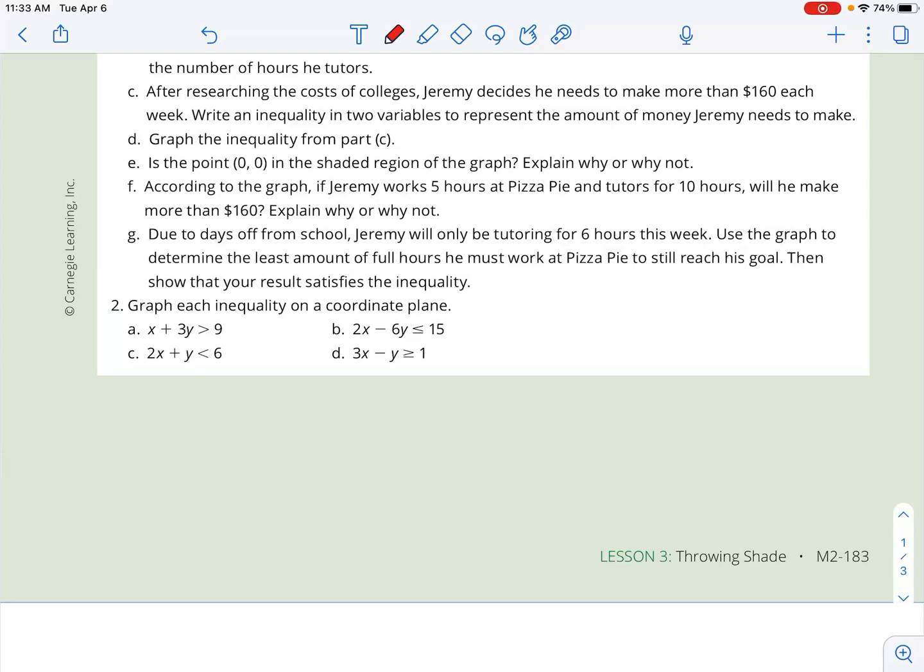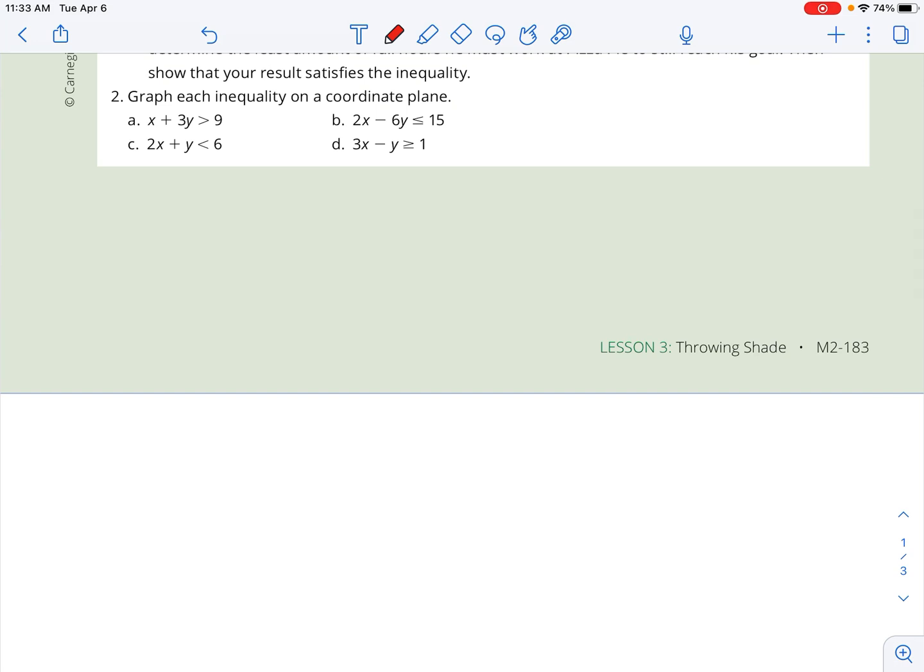Okay, practice 2, A, B, C, and D. So let's go ahead and take that right down here. For number 2, letter A, we first need to rearrange that and get that y by itself before I can graph it. So I'm going to subtract an x like we've been doing and divide everything by 3.